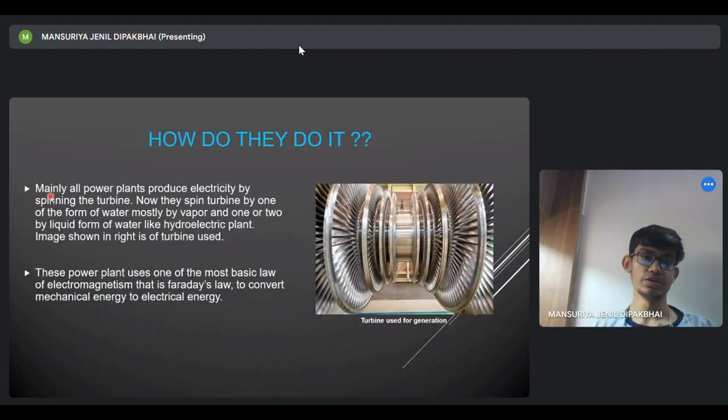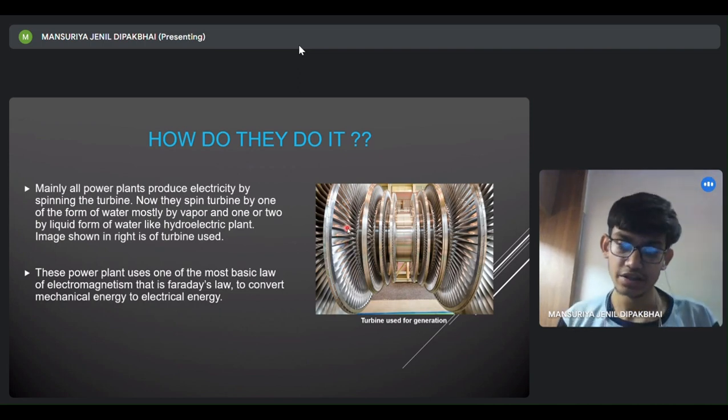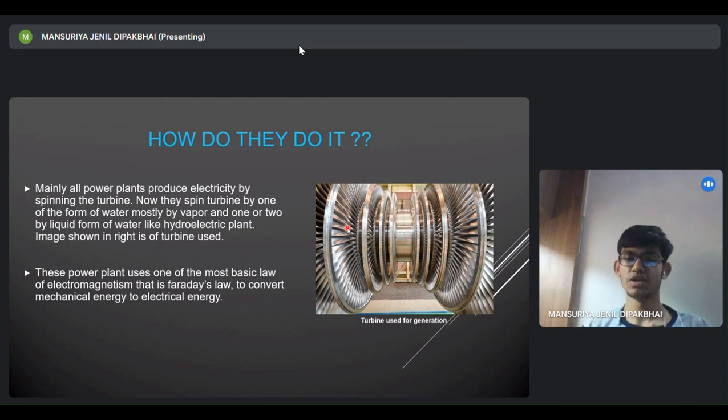How do they do it? They will produce electricity by spinning a turbine looking like this. This turbine will be spun by vapor or water. In the case of most power plants, steam is used. The only difference between them is the type of fuel they use to convert water to steam, which will then run this turbine, and this mechanical energy will be converted into electrical energy through Faraday's law of electromagnetism.